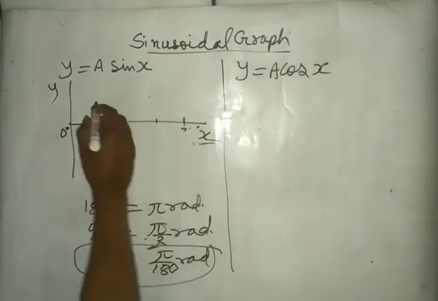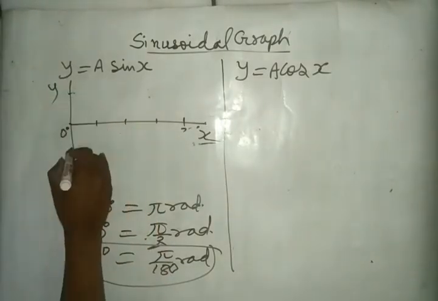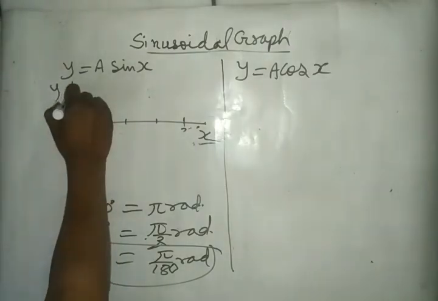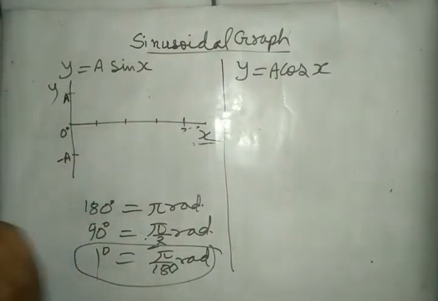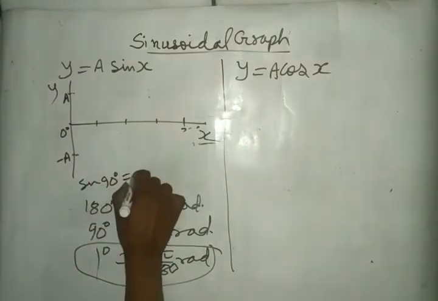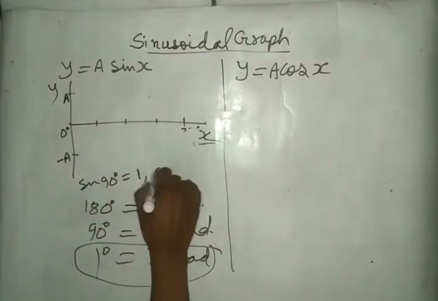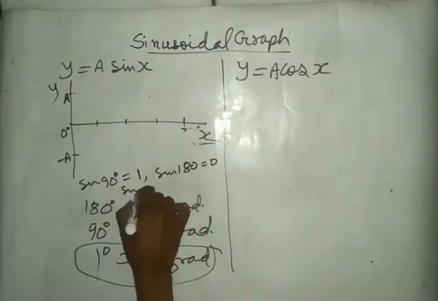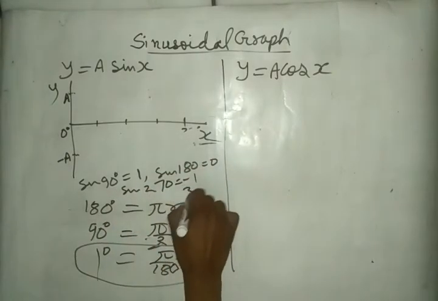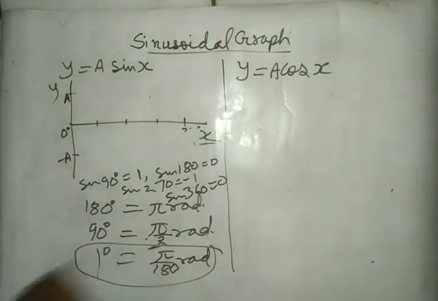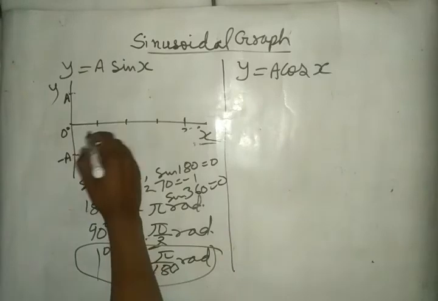So it goes like this: maximum value, positive value, and on the other side negative maximum. So it is a, it is minus a. Now remember one thing: sine 90 is 1 and sine 180 is 0. Sine 270 is minus 1, and sine 360 is again 0. Its graph goes in a curve manner.